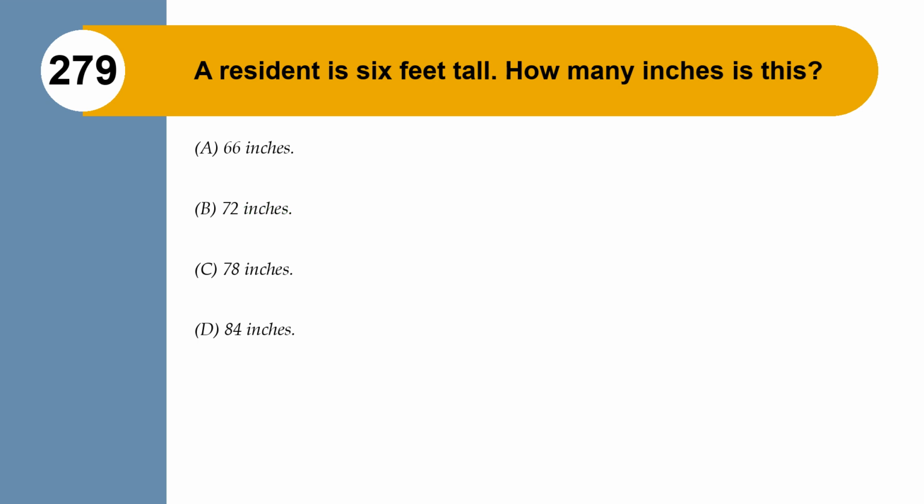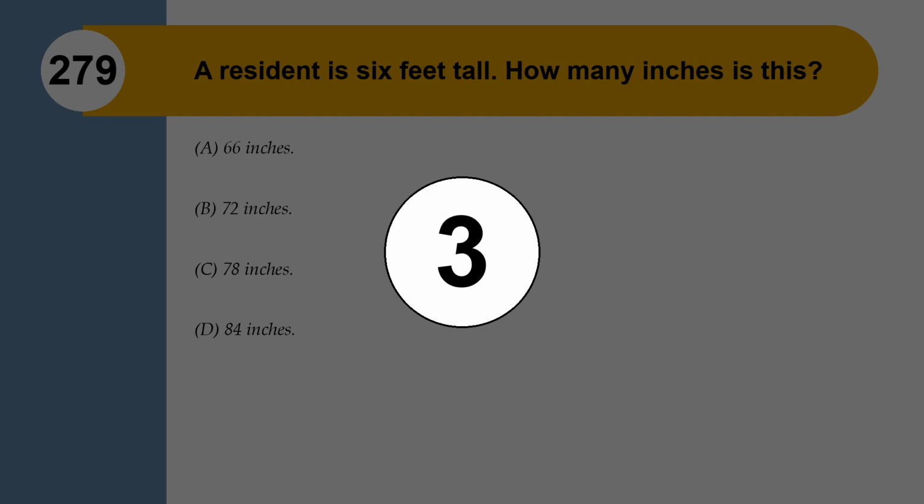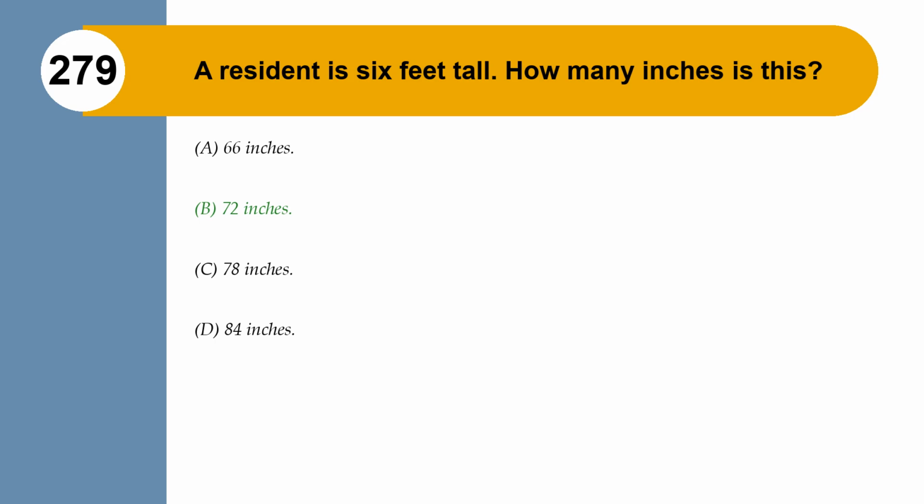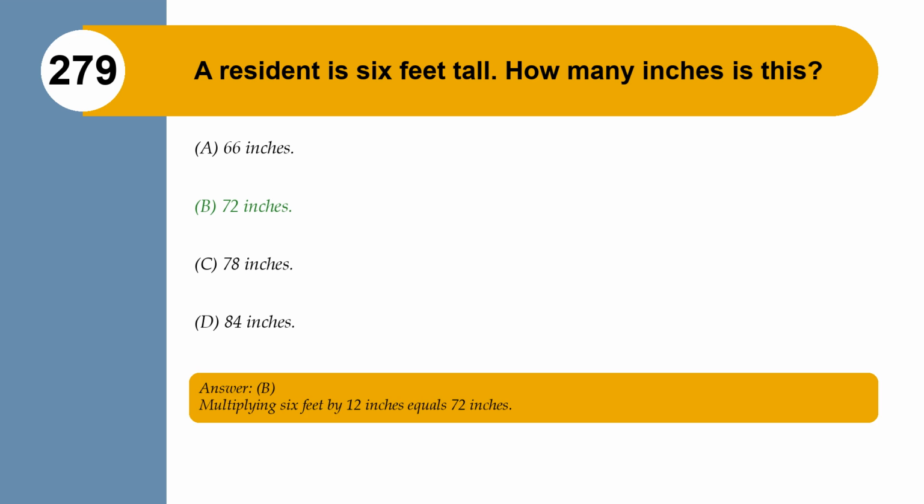Question 279. A resident is 6 feet tall. How many inches is this? Option A, 66 inches. Option B, 72 inches. Option C, 78 inches. Option D, 84 inches. The correct answer is option B, 72 inches. Explanation: multiplying 6 feet by 12 inches equals 72 inches.